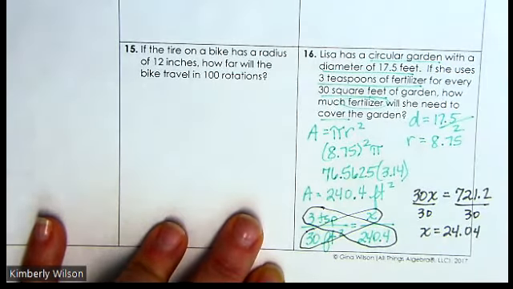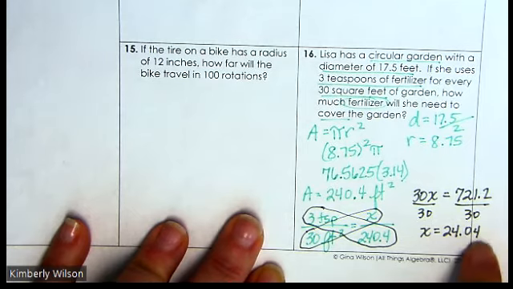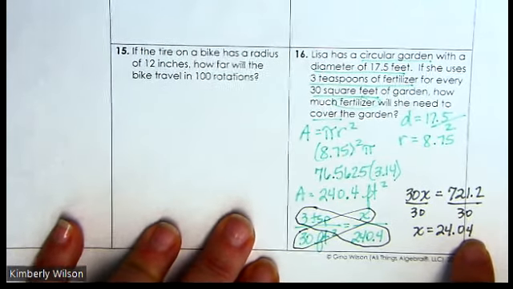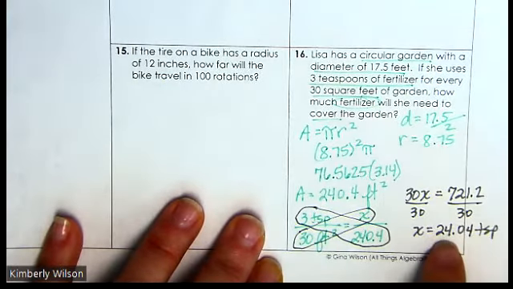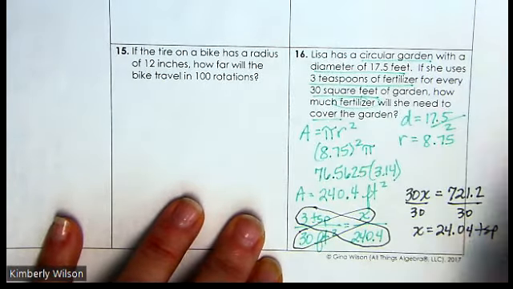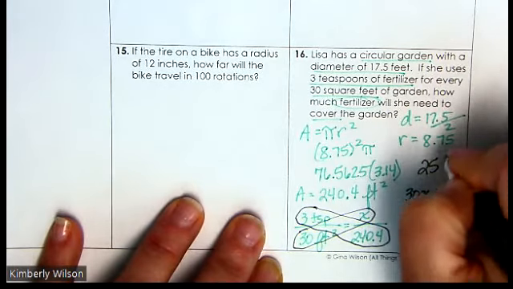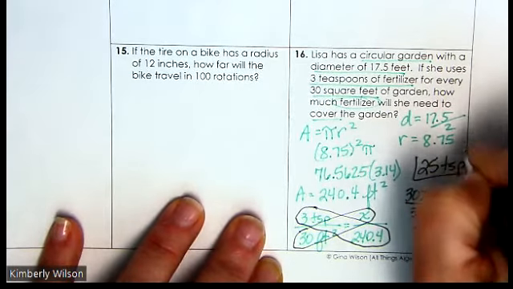This right here is teaspoons, but if I have to start that teaspoon, then I have to finish it. Therefore, the amount of teaspoons needed is 25 teaspoons of fertilizer.